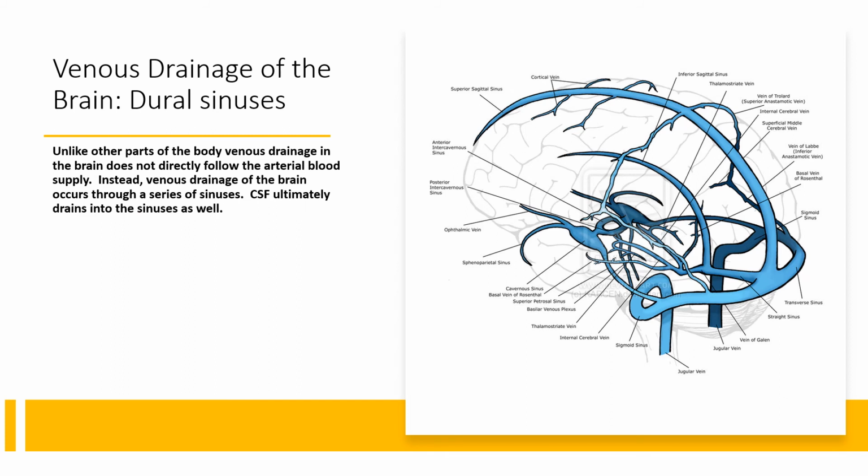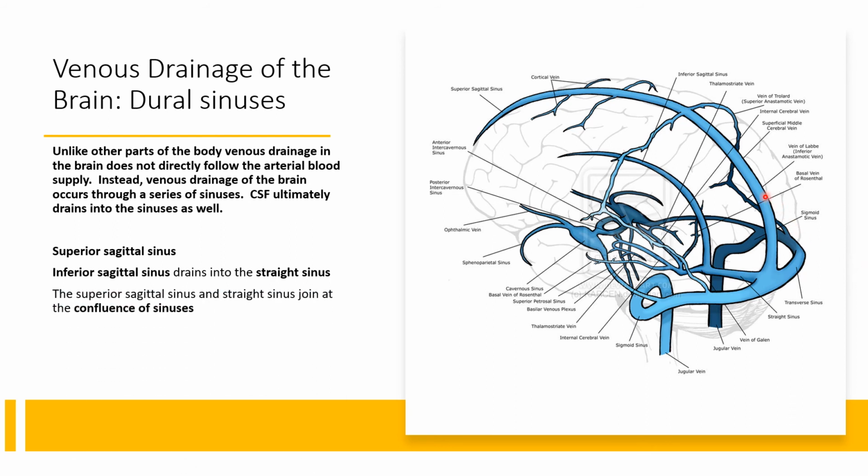Now let's talk about the venous drainage of the brain, the dural sinuses. Unlike other parts of the body, venous drainage in the brain does not directly follow the arterial blood supply. Instead, venous drainage of the brain occurs through a series of sinuses. CSF, cerebrospinal fluid, ultimately drains into the sinuses as well. So we have our superior sagittal sinus, and the inferior sagittal sinus, which drains into the straight sinus.